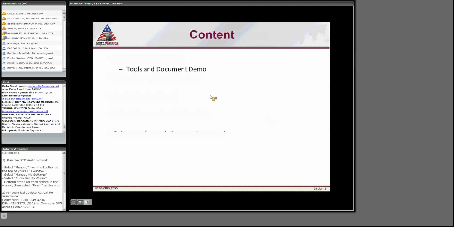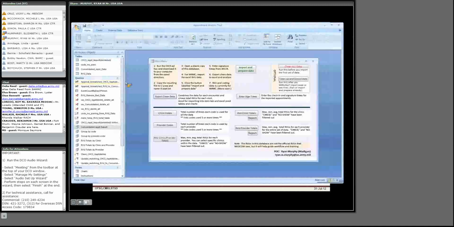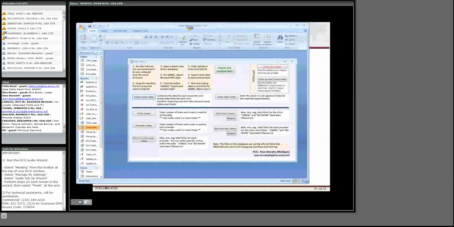So our first tool that we have, okay, we call this the appointment analysis tool, or RVU data cruncher. Sometimes it's been called that for a while because we used to use it just for RVUs. So this was made in Microsoft Access, and the process is very simple.